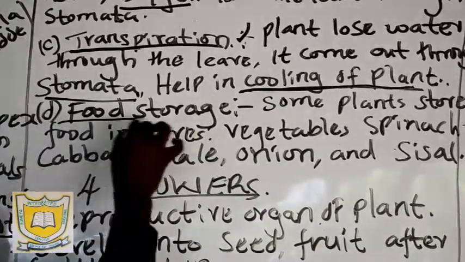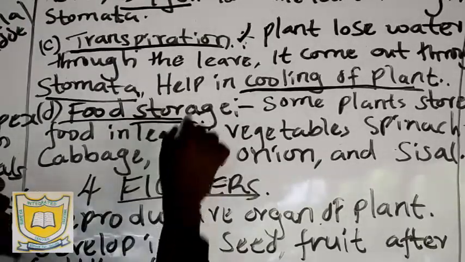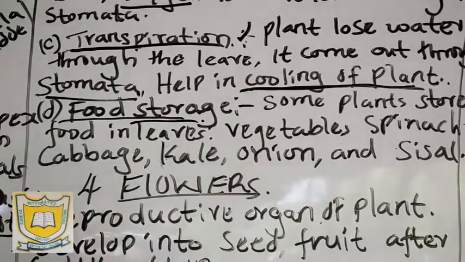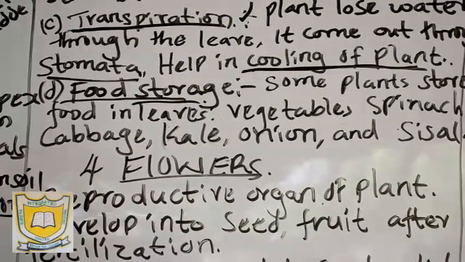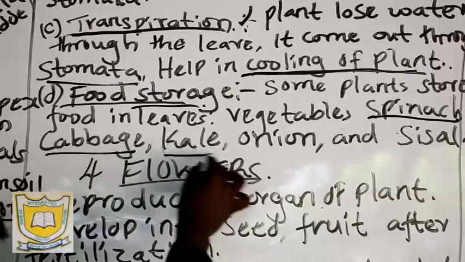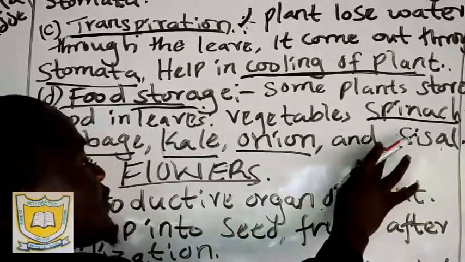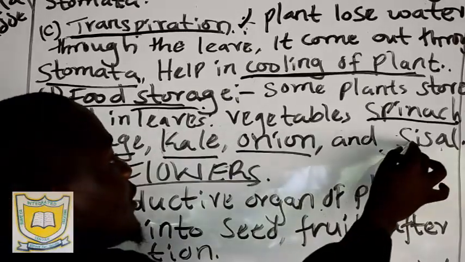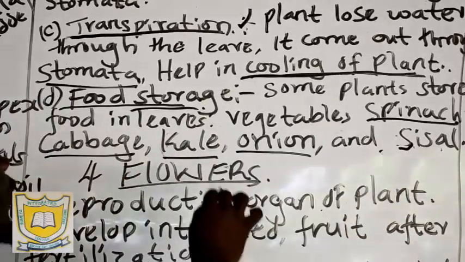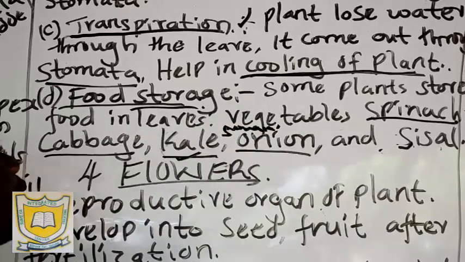Now, the fourth function of the leaves is the storage of food. We eat most of the plant leaves. Examples of the plant leaves we eat are spinach, cabbage, kales, and onions. We have sisal, which we don't eat, but it also stores food for the plant. Now the kales are also known as sukuma wiki. Most of you understand it as sukuma wiki.